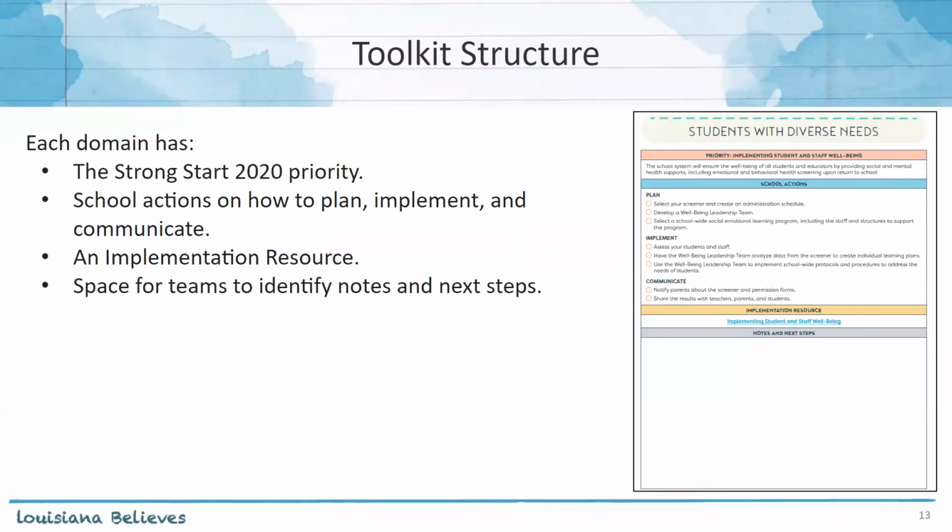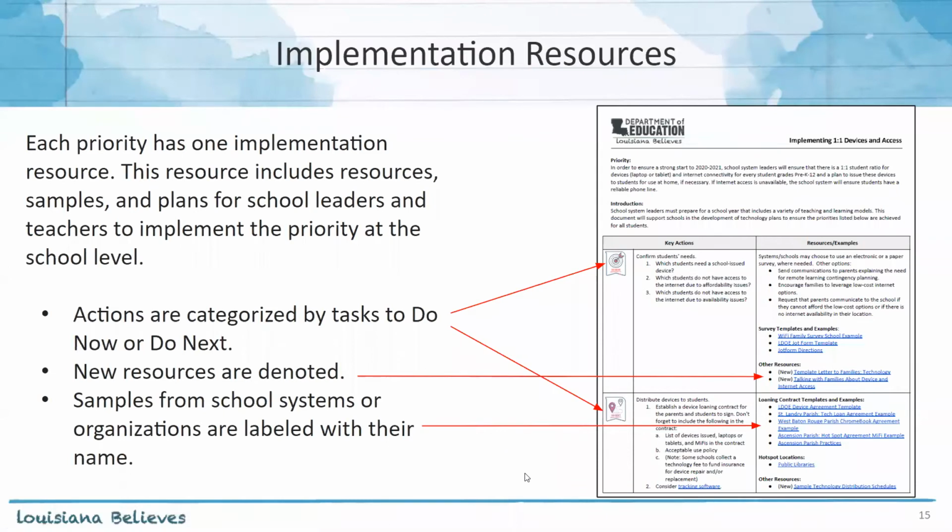Then there is the one document that is linked called the implementation resource, and that is your one-stop shop for how to implement that priority at your school. And then there's a section for teams to take notes, list ideas, and next steps based on either the school actions or the resource that they look through. So I want to walk you through each of these resources.